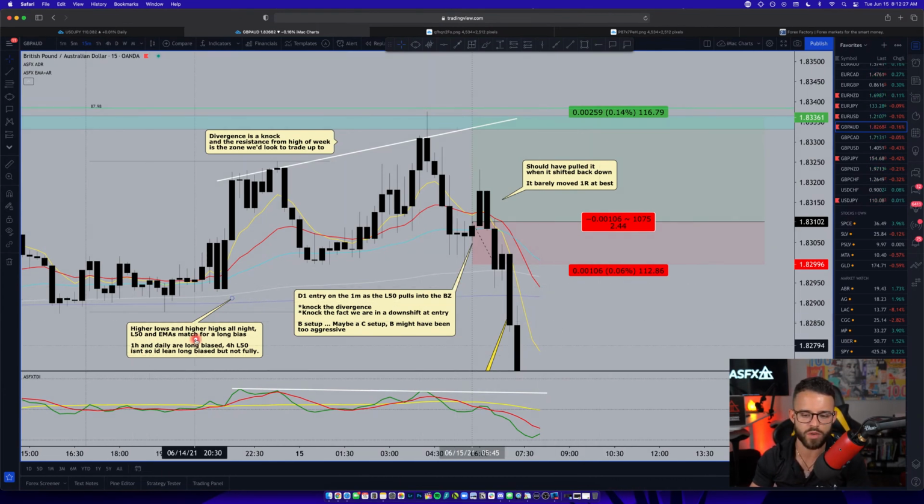The only other thing I would tell you is the higher time frames were more long biased than short biased. The 4 hour was the only time frame that was somewhat short biased, but the 1 hour and the daily time frame, price action and the TDI are both long biased. So it's not like I was going against the higher time frame trend either. So I think, again, most of the things were on my side here, but again, we just can't predict the outcome.